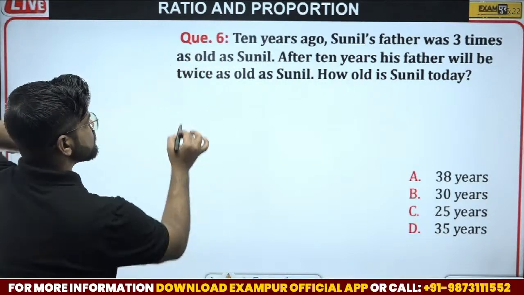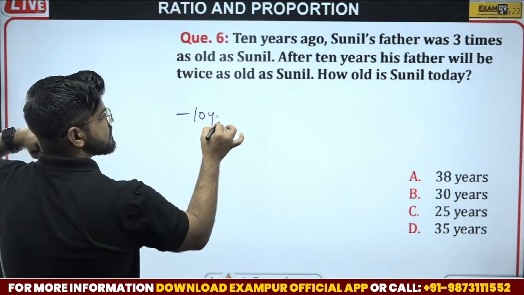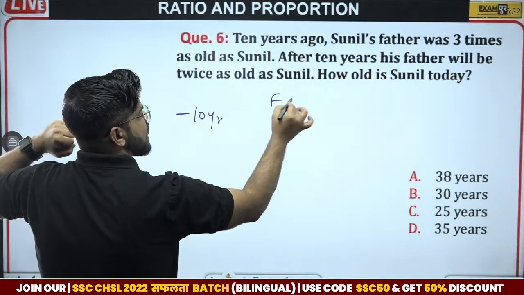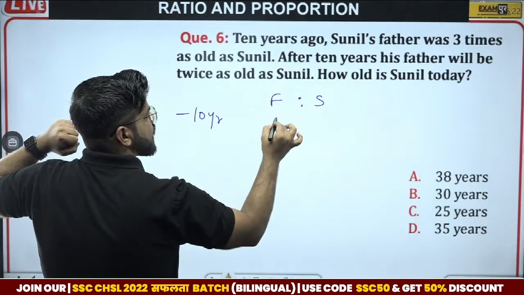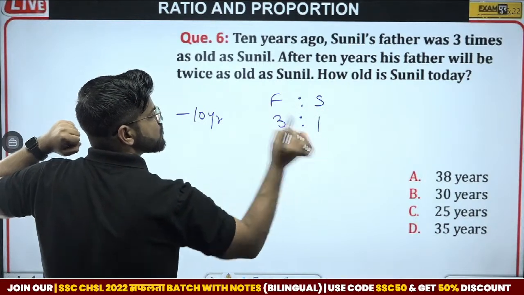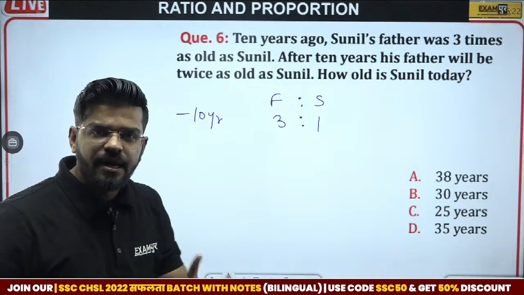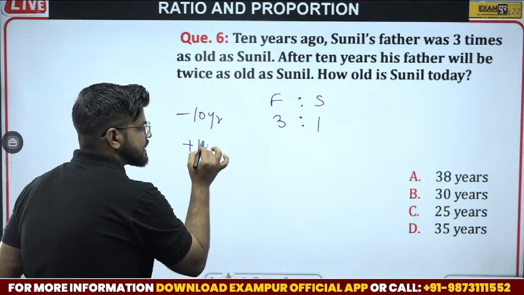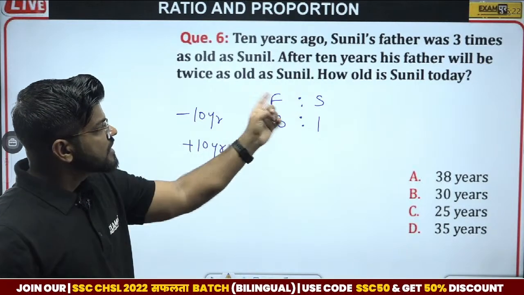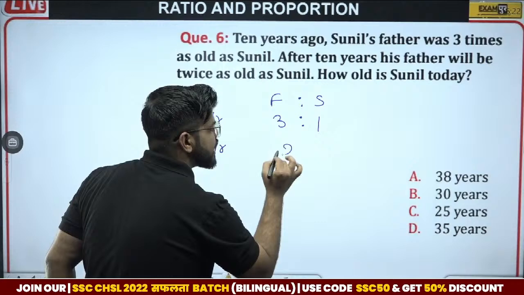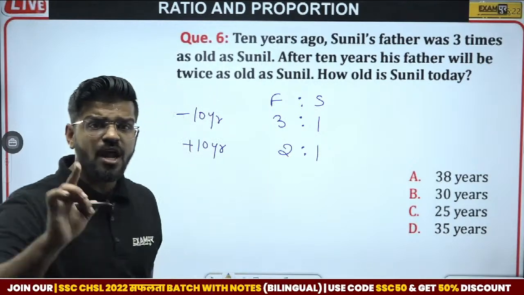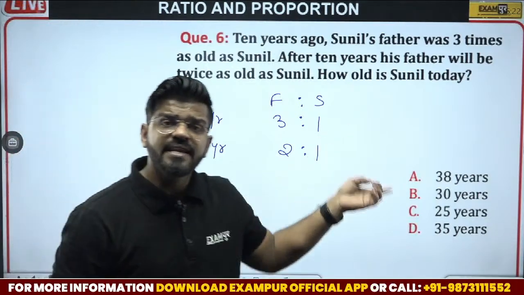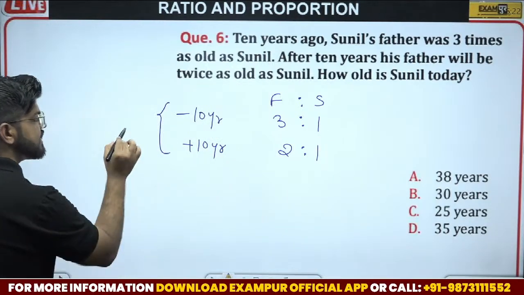10 years ago, Sunil's father was 3 times as old as Sunil. So father and Sunil are in the ratio 3:1. After 10 years, his father will be twice as old as Sunil. Now we know that the difference between their ages from -10 to +10 is 20 years.